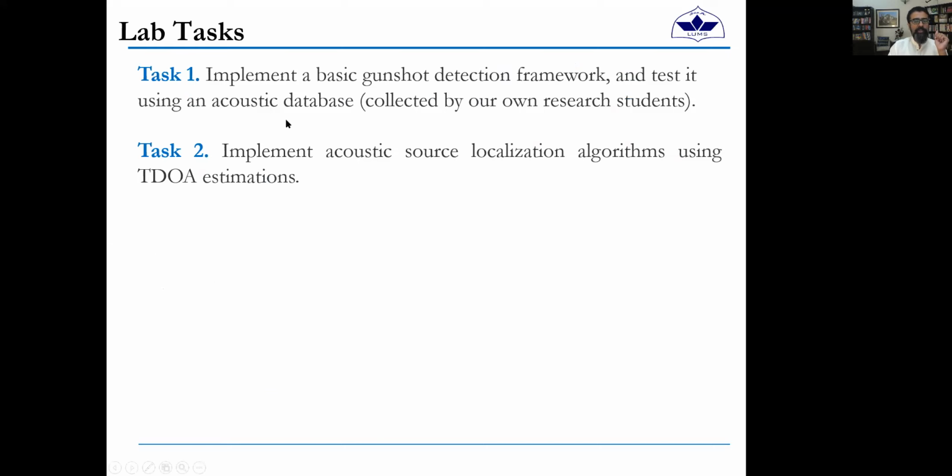Task 1 is for you to implement a basic gunshot detection framework. And you have to test it using an acoustic database. The database is provided to you on MATLAB or on LMS. The handout lists all of the details of what is in which file. Essentially, that contains a gunshot database that we have recorded ourselves. Our students have recorded it at an outdoor firing range in Lahore. And then it also consists of some audio clips which are not gunshots, but they are impulsive events.